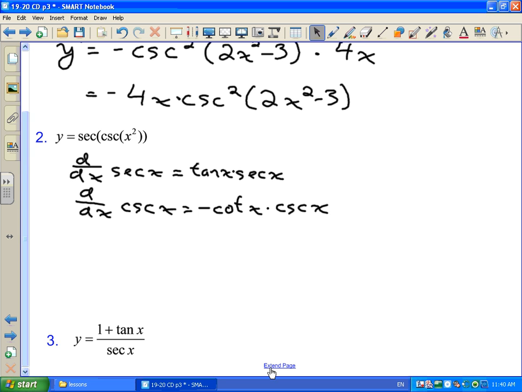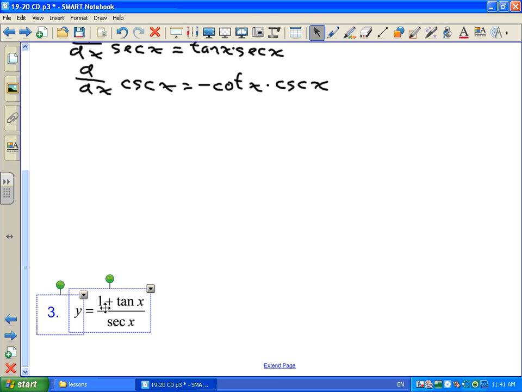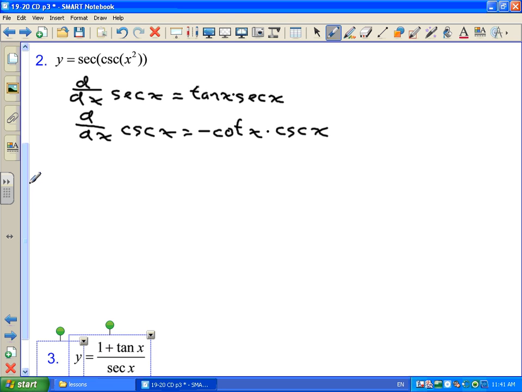So I'll just give myself a bit more space here. Move this down. All right, let's take our derivative. So what is our outermost function here? Secant. So first thing we want is the derivative of that secant function. So we want tan x secant x. But instead of x, we want whatever we are taking the secant of. Well, we're taking the secant of cosecant x squared, so we want tan of cosecant x squared, times secant of cosecant x squared.